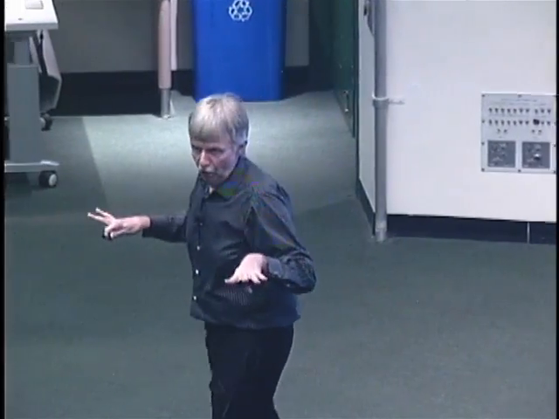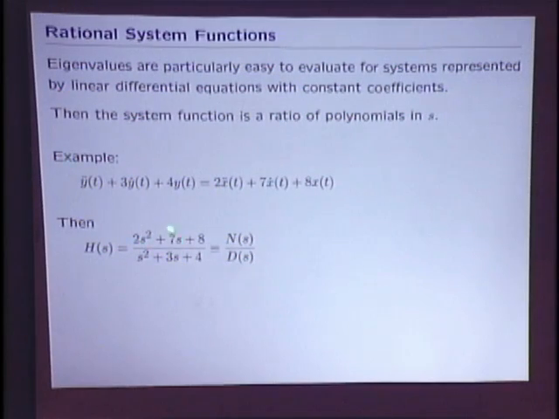That's even easier in the case that the LTI system can be written as a system of differential equations with constant coefficients. That is not true for all LTI systems. What I've said with the convolution part is true for all LTI systems. If I specialize it to the case that the system can be represented by a linear differential equation with constant coefficients, then the system function is always a rational polynomial in s. It's always the ratio of two polynomials in s.